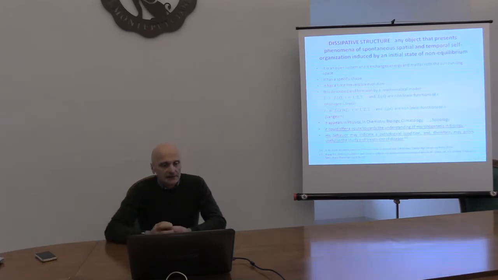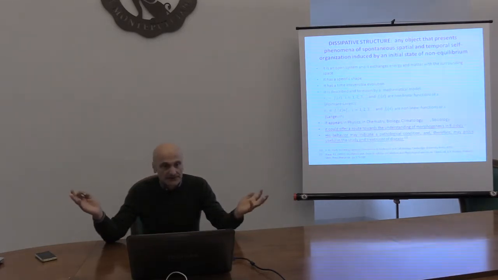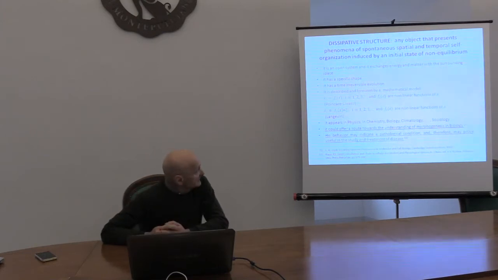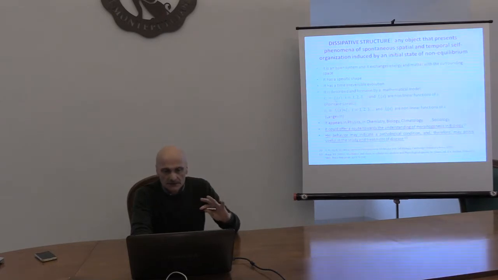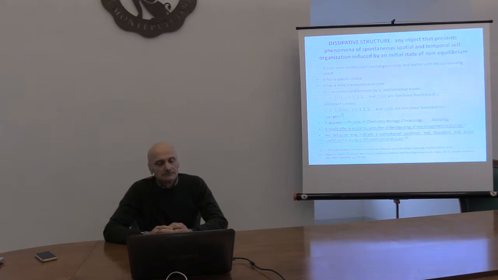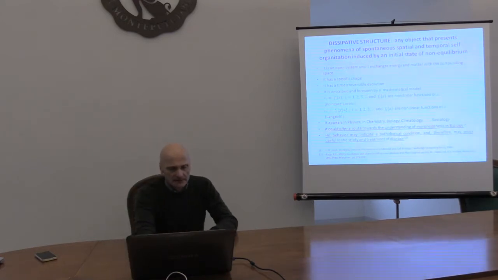What are the characteristics of dissipative structures? It is an open system. That means that it exchanges energy and matter with the surrounding space. It has, and this is very important, a specific shape, like most of the things we know. It has an irreversible evolution, and it is described and foreseen by a mathematical model that we have seen today. The first one, perhaps not so much, but the other was used very much today. And the other things you can read on it.